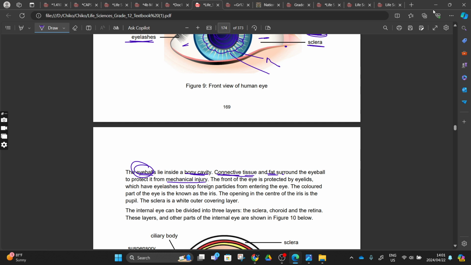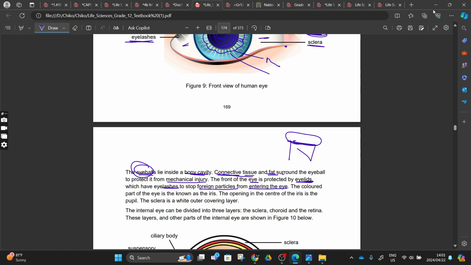But the front of the eye is protected by eyelids, which you know about, and which have eyelashes. These are the eyelids. We have the eyelids and eyelashes. The eyelids are what close the eye, and then the eyelashes are in front here. All of them protect our human eye, right, to stop foreign particles from entering the human eye.